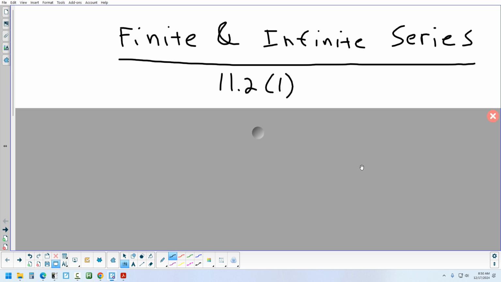All right, so yesterday we did section 11.1, which is on sequences. And the goal there was to basically figure out a pattern so we could predict the next term in the sequence or even a term that's much farther down in the sequence. In 11.2, we're going to talk about what a series is. So a series is when you add up all the numbers in a sequence.